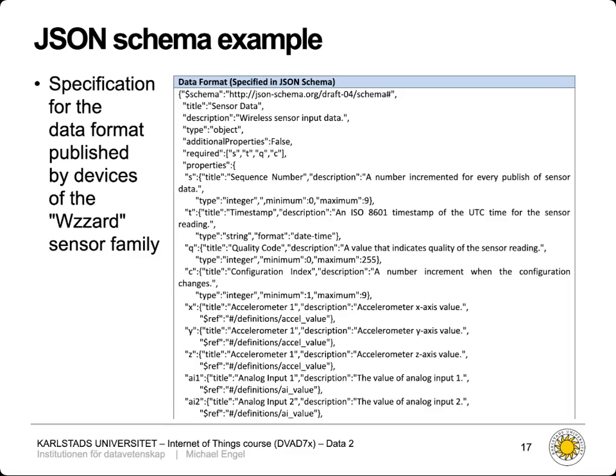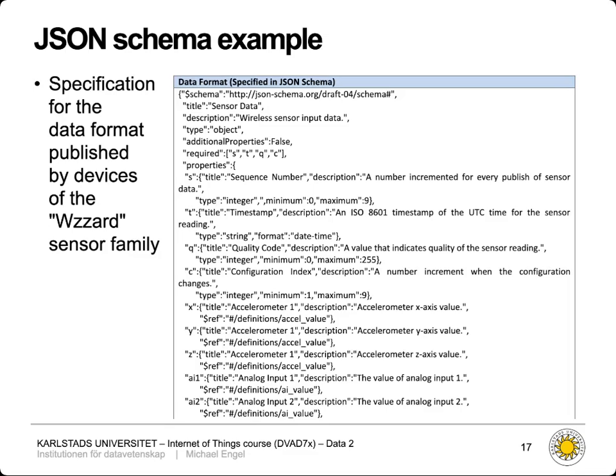We have timestamps. Timestamp is a string, but we can actually require this string to have a certain format, which is date-time, a standard ISO 8601 timestamp, and it's UTC, so you don't have to care about things like time zones here. Then you have some quality code. The sensors can indicate what the quality of the reading is, and this is just an integer between 0 and 255. And we might have a configuration index.